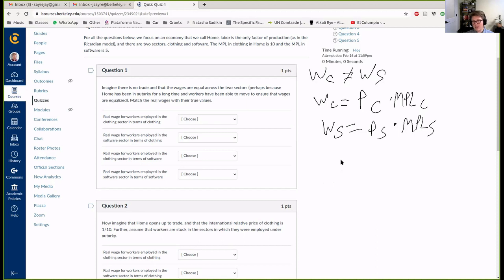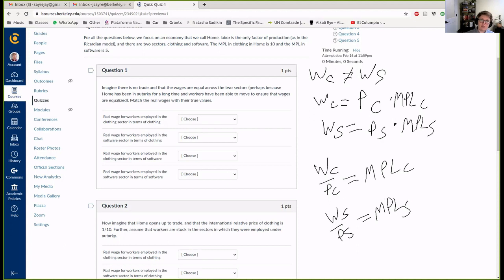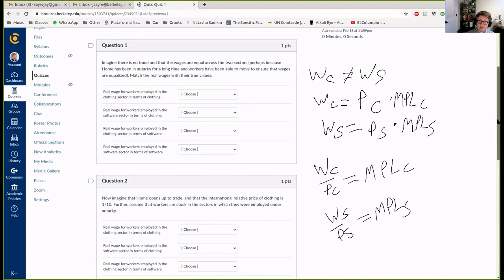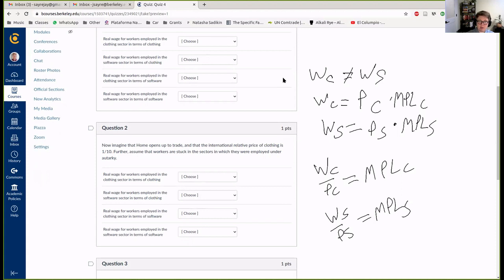So let's just divide each of these by the prices. What that's going to tell us is that WC over PC is going to be given by MPLC, and WS over PS is going to be equal to MPLS. All of that is to say that regardless of us opening up to trade, the real wage for workers employed in a sector in terms of the price of that good is going to be fixed.